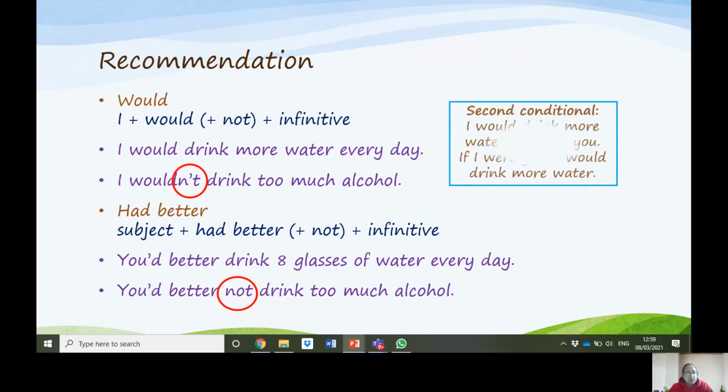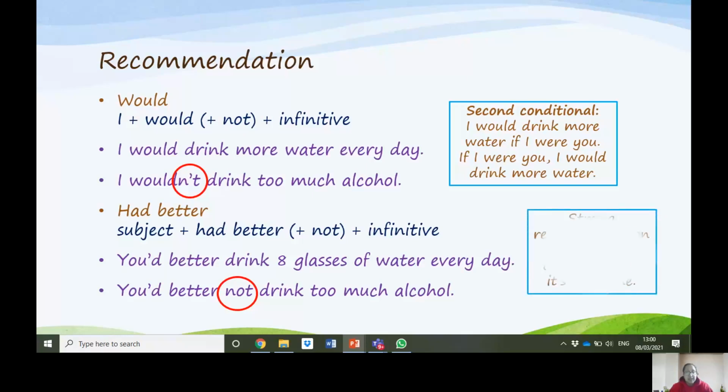With would, essentially, if you think about it, it is a second conditional form because we're giving advice, but not saying "if I were you," but that is implied. I would drink more water if I were you, or if I were you, I would drink more water. When we're giving advice or a recommendation, and it's clear we're making a recommendation, you don't have to say if I were you. You can if you want.